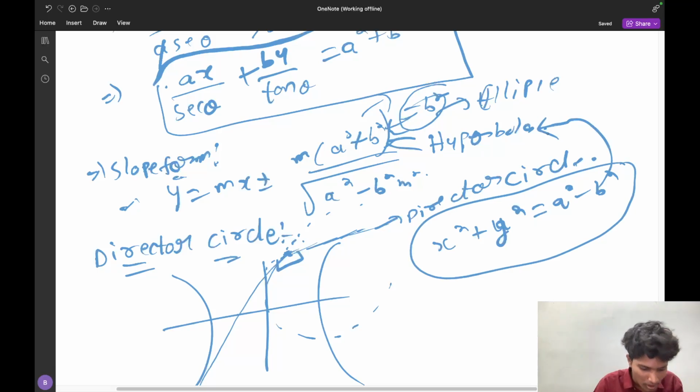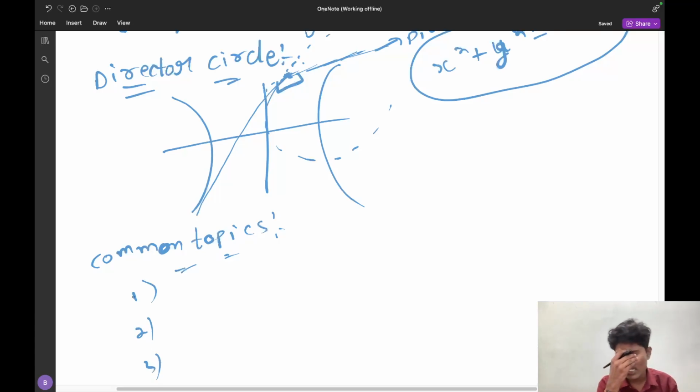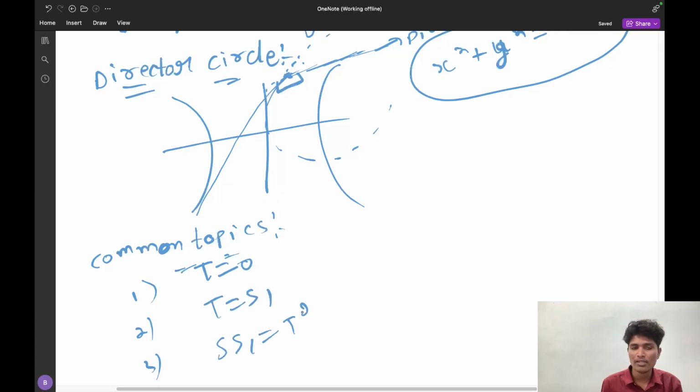Very, very important. Now let's discuss the common topics. What are the common topics? I already discussed so many times in the circles, parabola, ellipse also. Now in hyperbola also. What is the chord equation? T equal to 0. What is the chord with a given midpoint? T is equal to S1. What is the pair of tangents? It will be SS1 is equal to T square. That's it.